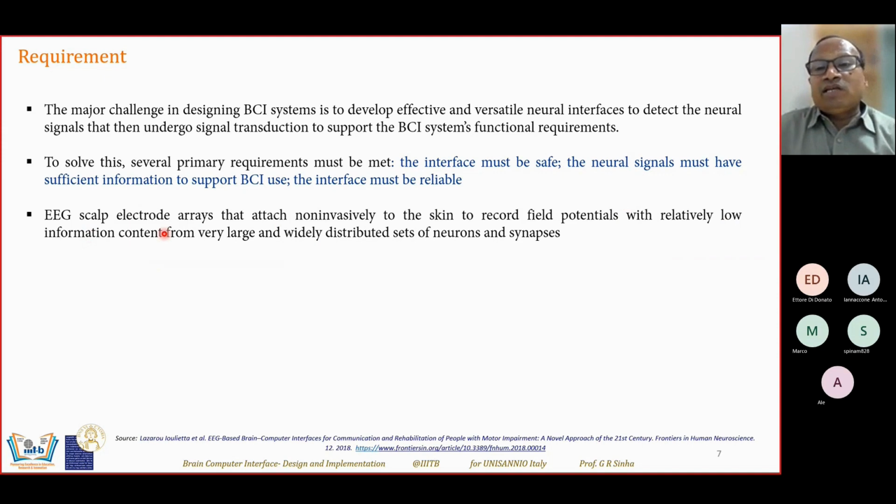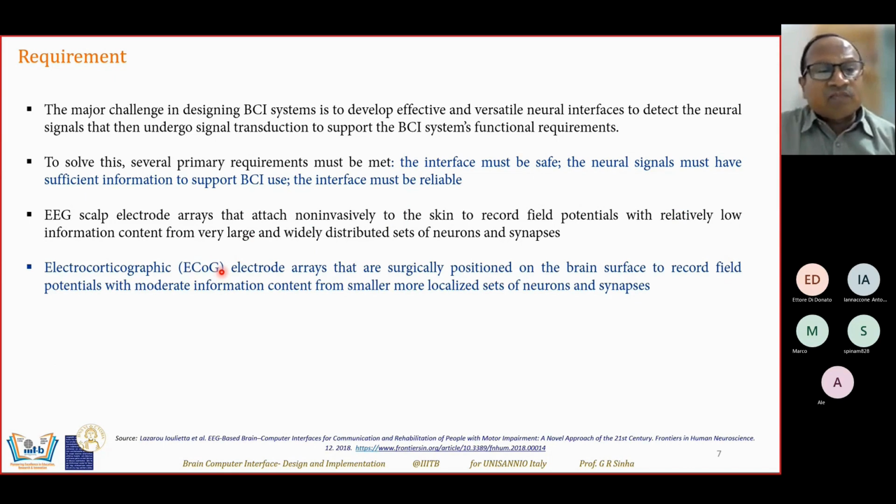I think I do not need to explain again why the low information content comes from a very large and widely distributed set of neurons and synapses, because there is enough gap between the electrode and the neuronal activity inside the brain, because the interface is not direct. The technique is non-invasive. Therefore, the signal is relatively weak, as well as the content is not very strong. We have already discussed this.